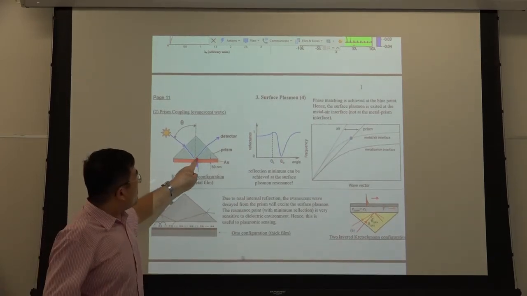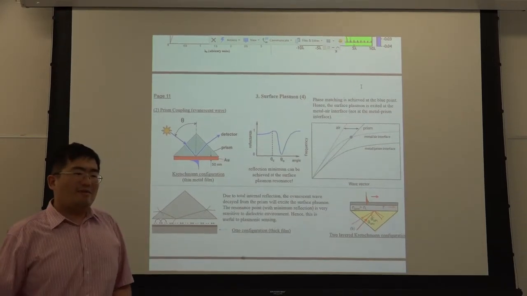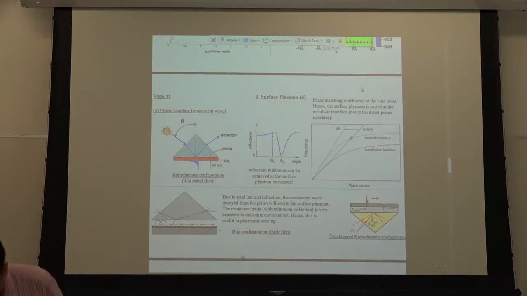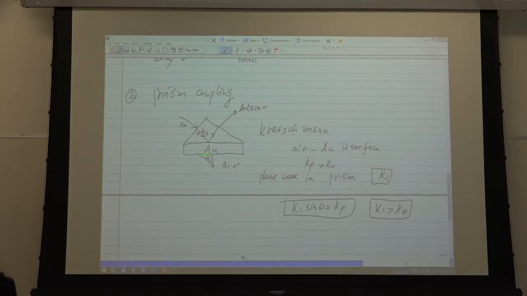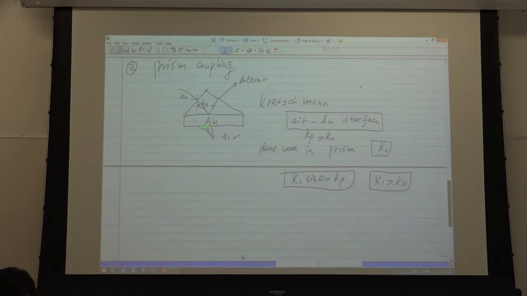But if you use a plane wave in the prism, you can excite the surface plasmon supported between the air and the metal. Because the wave number of the prism is larger than that of air, from this condition K1 is larger than K0. So K1 sine theta, the tangential wave number, can be matched to K rho. K rho is the tangential wave number for this surface plasmon at the air and Au interface. This is the reason why it is excited.